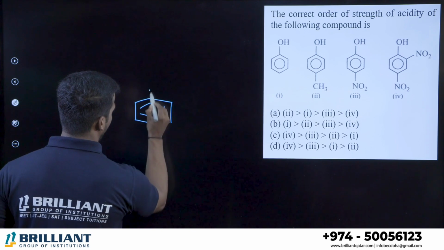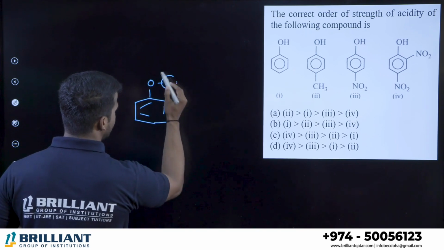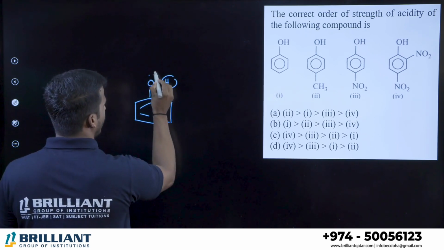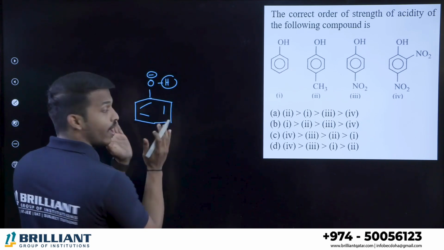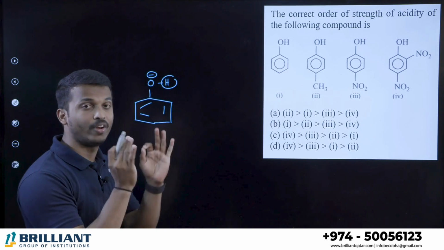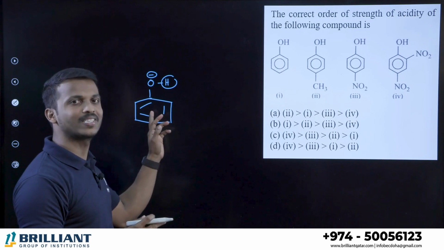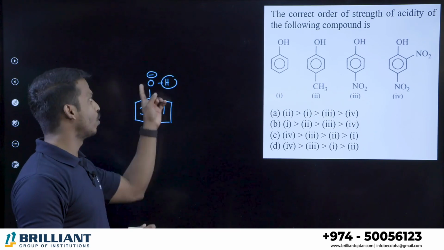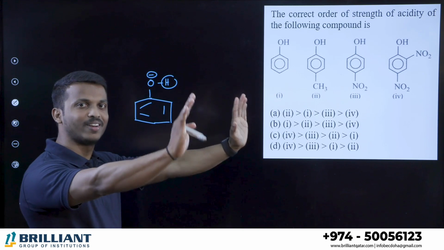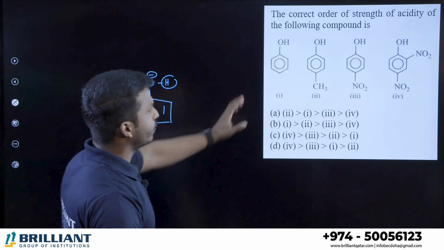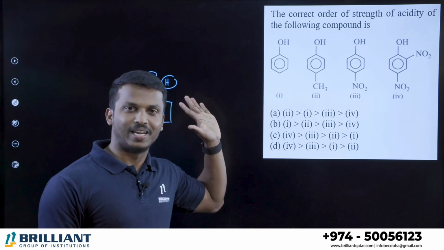This is called phenol. When phenol loses this hydrogen as H plus ion, the remaining compound is called what? Phenoxide ion. It is highly stable due to resonance. So phenol is ready to lose hydrogen fast. All of them contain phenol, so all are acidic.